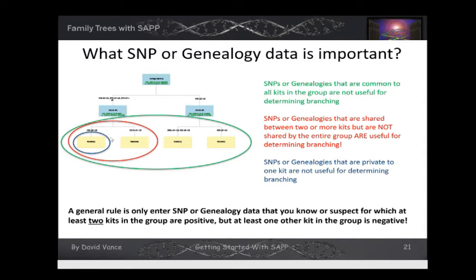On the other hand, if the SNP is too small, if you know for some reason that a SNP is private to a particular kit, that's also not useful for branching purposes.